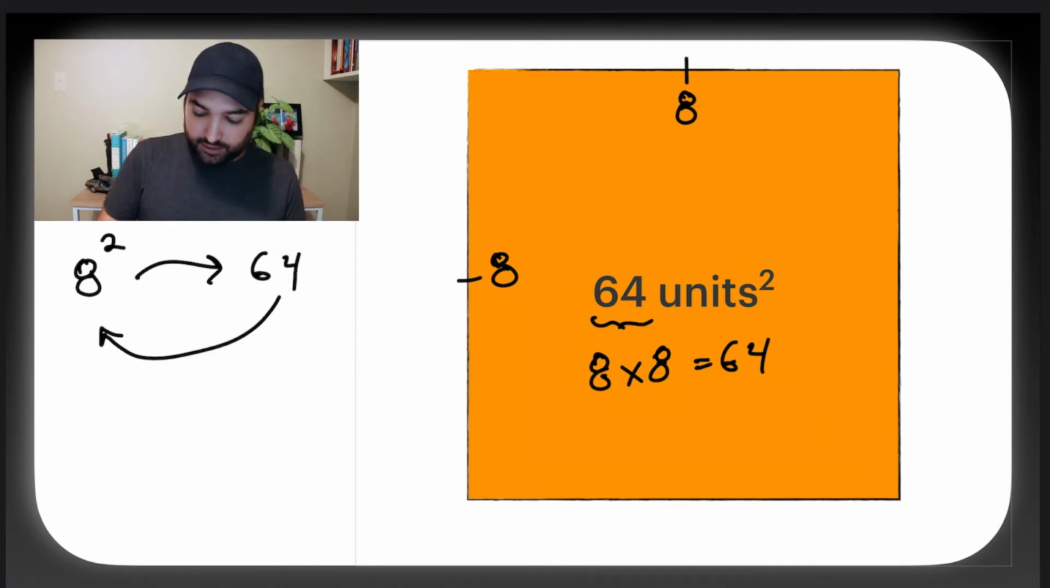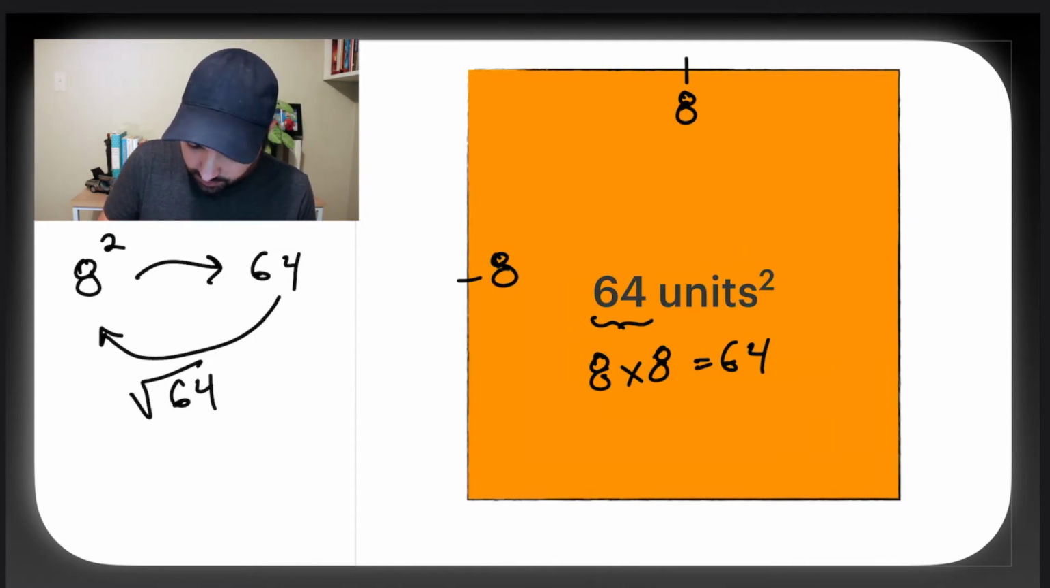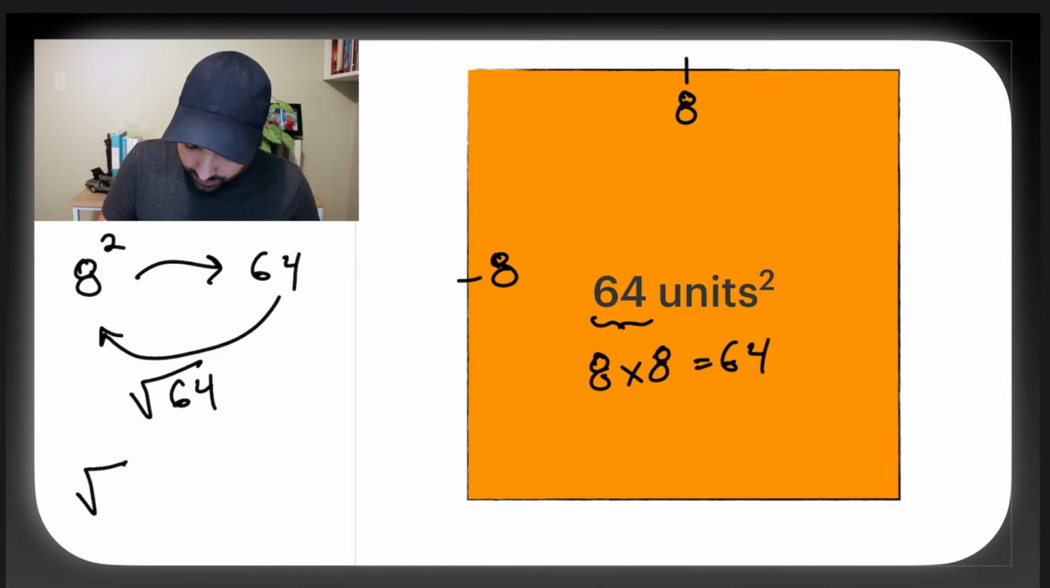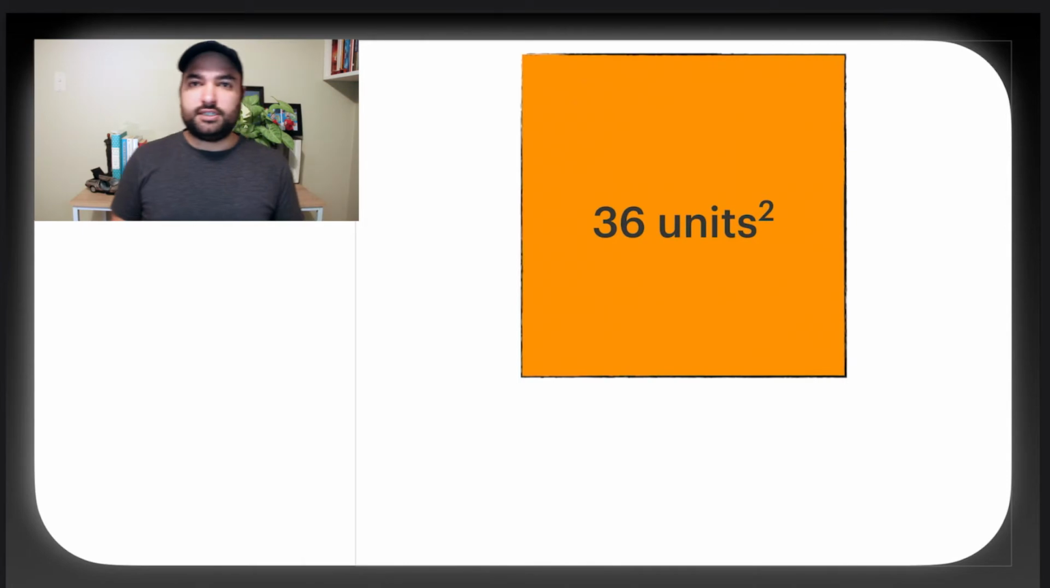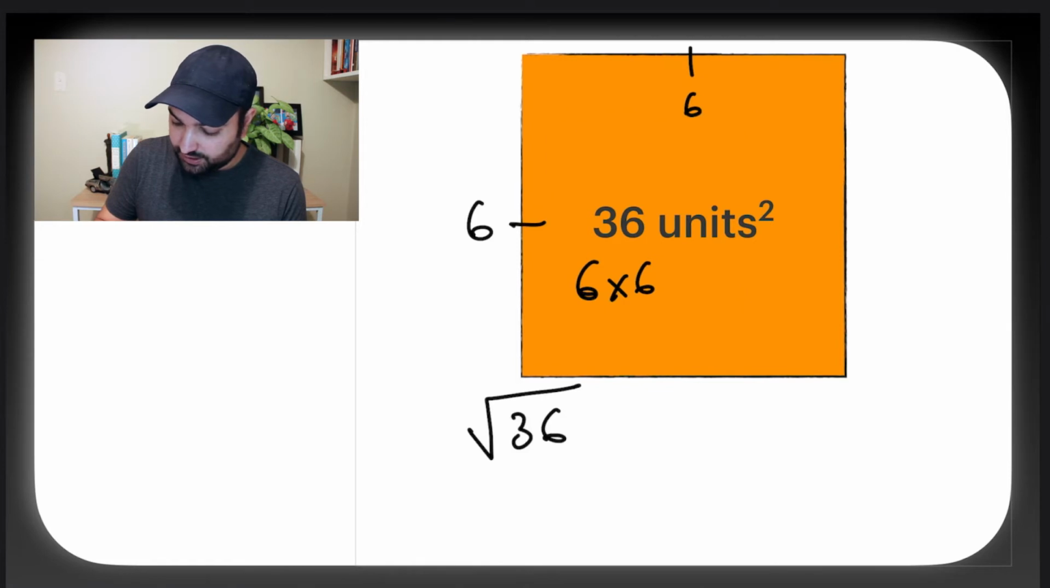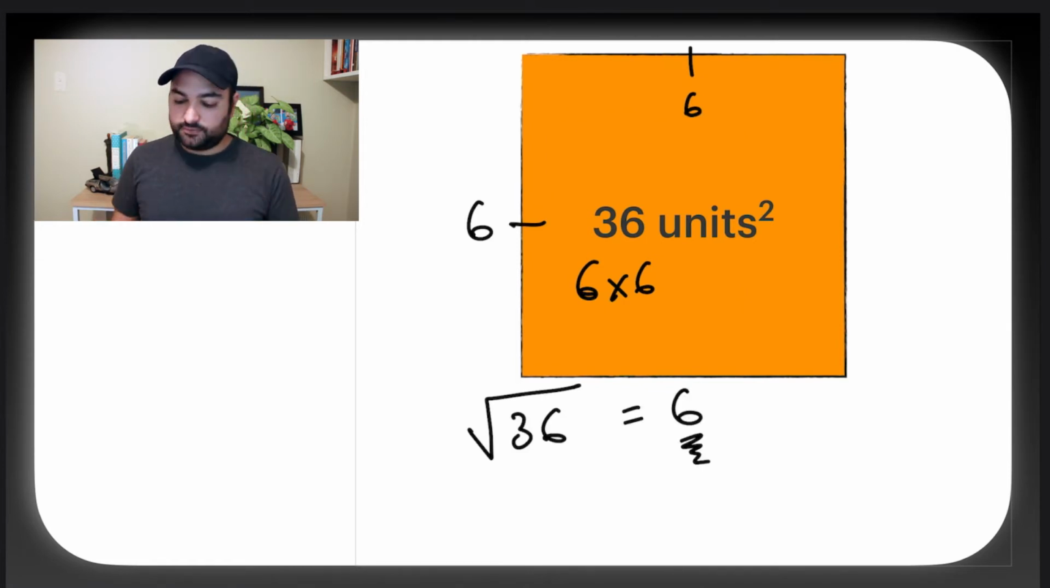The answer here is to take the square root of a number. So if we square root the number, we will go backwards from being squared. So the square root of 64 is equal to 8. Next one, 36 units squared. Well, what number times itself gives us 36? Well, if you said 6, that is correct. 6 times 6 is 36, so we know that the length here is 6 and the length there is 6 as well. And I also know that if I do the square root of 36, I will get 6.